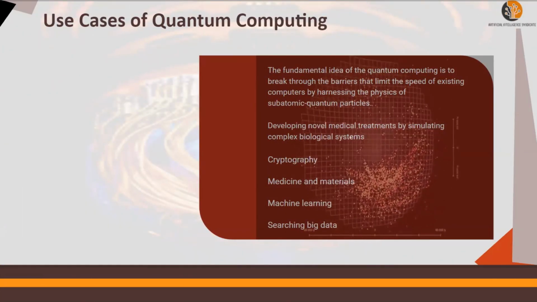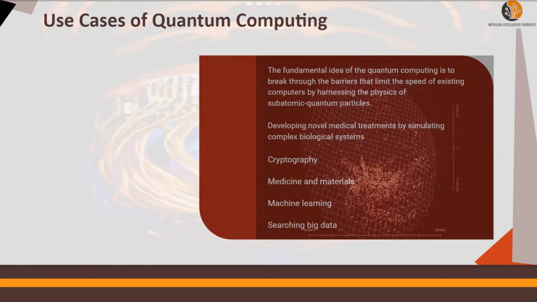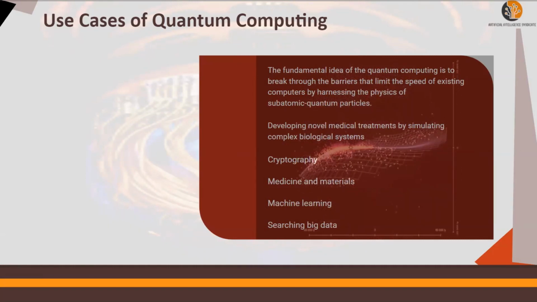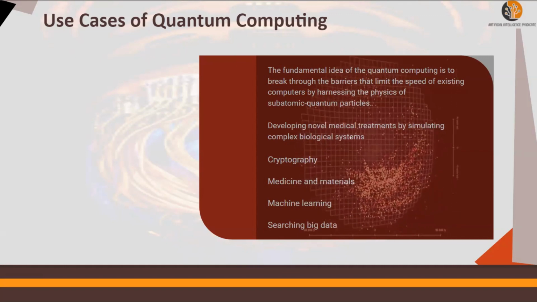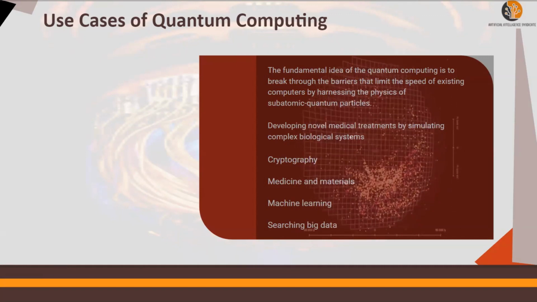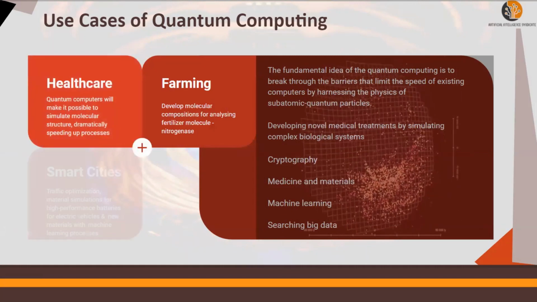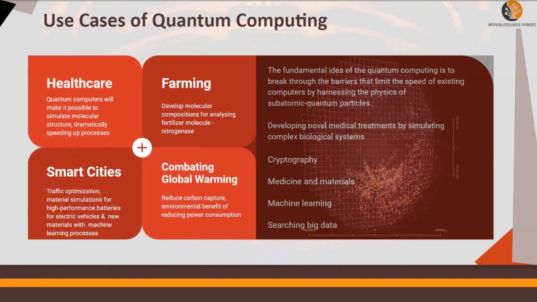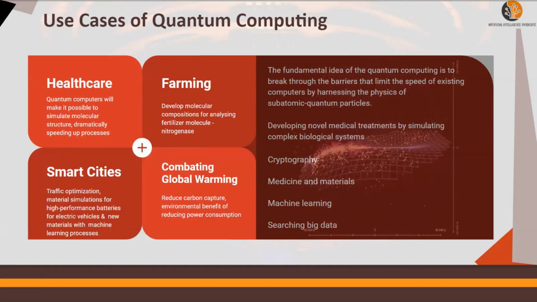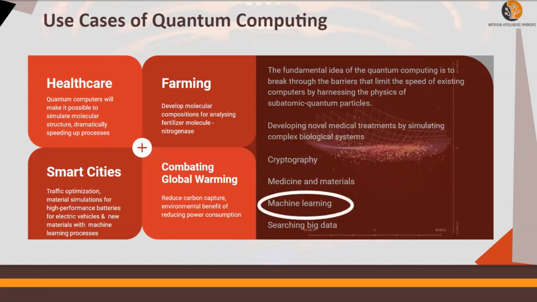Think about TensorFlow. There are processors for TensorFlow like TPUs, tensor processing units, available. But with lots of data and different types of use cases, there are barriers which can be eliminated by quantum computing. The top use cases where quantum computing is being used today are cryptography, medicines, materials, machine learning, and big data. Farming, healthcare, and other use cases like smart cities and combating global warming are also use cases of quantum computing. But for this course, we will focus on machine learning use cases.